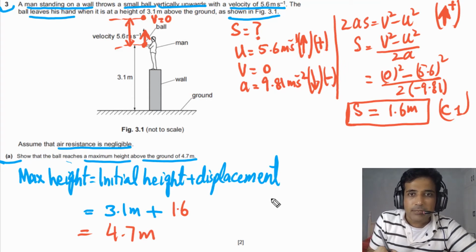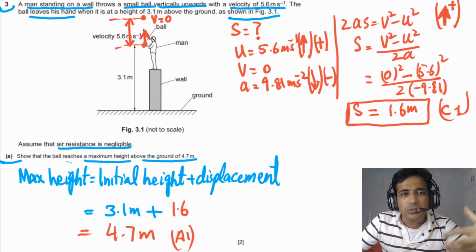And the second mark is the answer mark. If you have got this answer right, you will get the second mark. So this is how marks will be awarded.